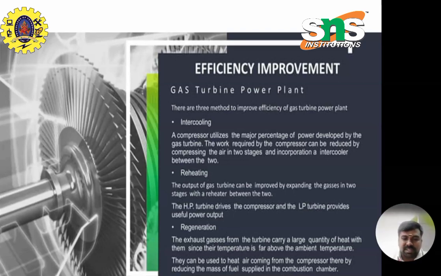The regeneration method. The exhaust gases from the turbine carry a large quantity of heat with them since their temperature is far above the ambient temperature. They can be used to heat the air coming from the compressor, thereby reducing the mass of fuel supplied in the combustion chamber.